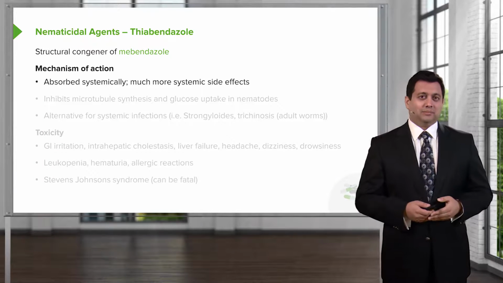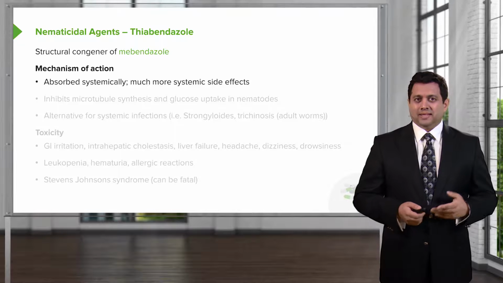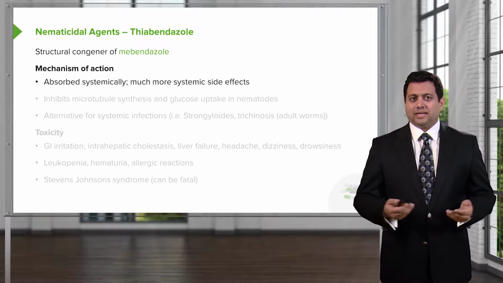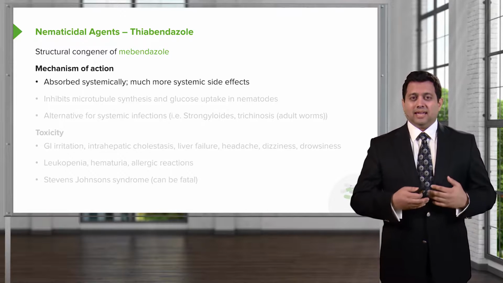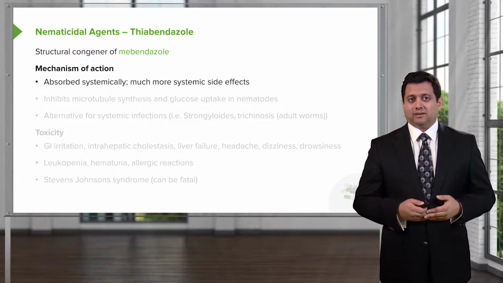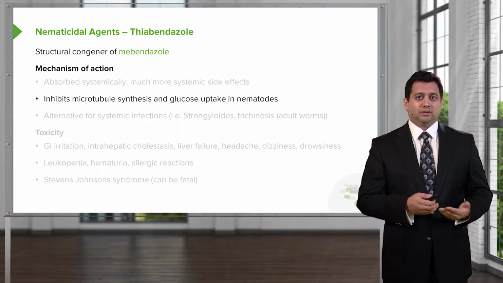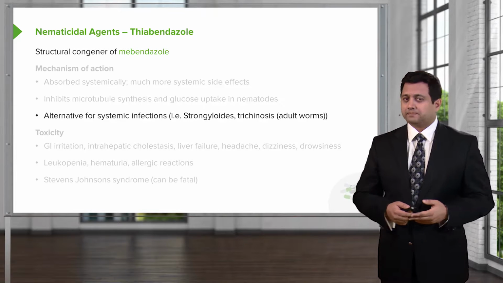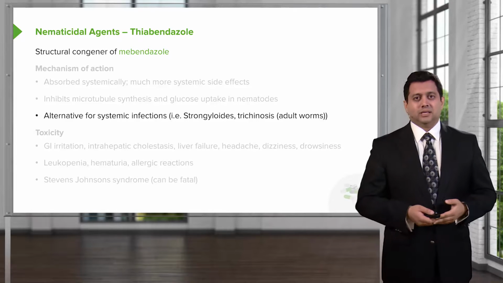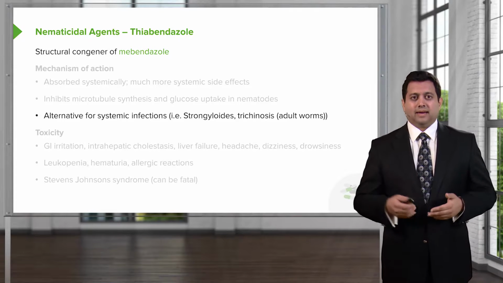Thiabendazole is another nematocidal agent. It's a structural congener of mebendazole. In terms of how it's working, it is absorbed systemically, and it has much more systemic side effects than the other agents. It works through inhibiting microtubule synthesis and glucose uptake in nematodes. It's an alternative for systemic infections, things like strongyloides or trichinosis, which are the adult worms.